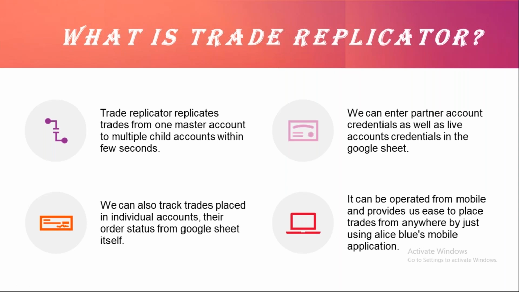All we have to do is open our Google Sheet and enter the client account credentials. If we already have them, we do not even need to bother about it. We just need to double click on the EHC in the morning itself, and that's it. For the whole day, we can just roam around anywhere and use the Alice Blue mobile application to place the trades, and they will automatically get copied onto the various child accounts.